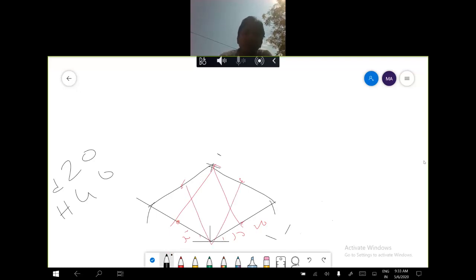Then I will take this as a center, this as a radius, and draw one circle. This as a center, this as a radius, I will draw another arc. This as a center, this as a radius, I will draw one arc. This as a center, this as a radius, I will draw another arc. I have told you how to draw a circle at the start of today's class.